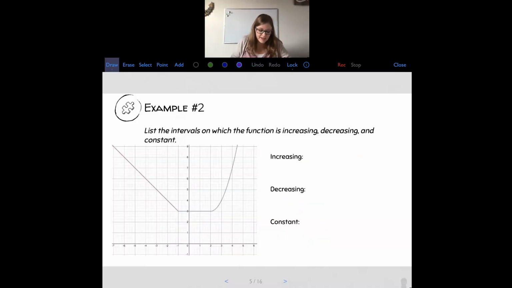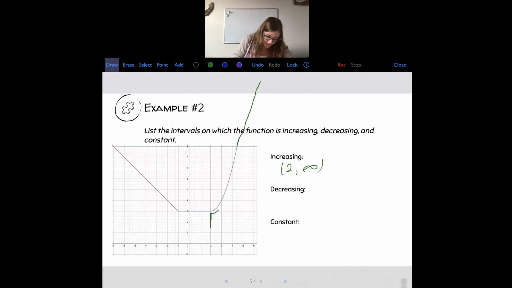So these would be the intervals that you would list for each of the respective categories. Example 2, list the intervals on which the function is increasing, decreasing, and constant. Increasing again is where our graph is going up. It starts here at 2, and this keeps going on forever, which means that the x values are going to get bigger. So our first endpoint is 2, so it starts to go up at 2, and then it keeps going. So this would be from 2 to infinity.